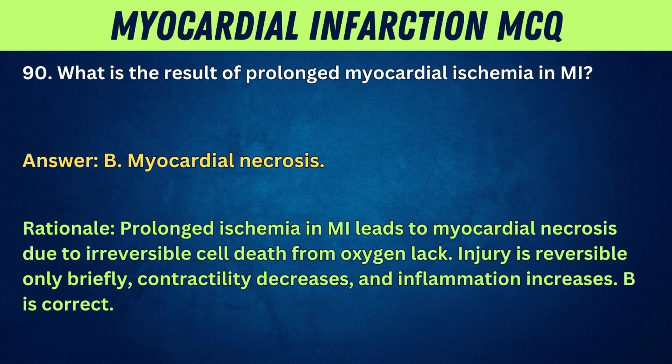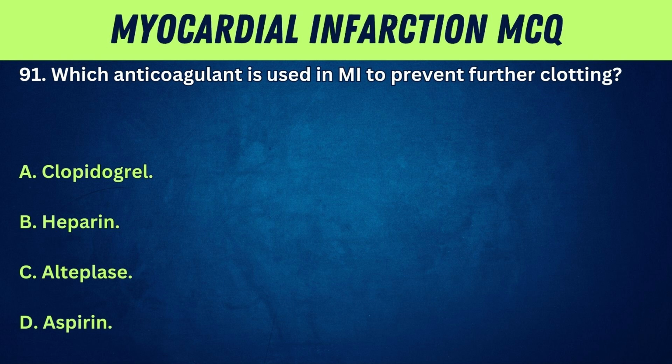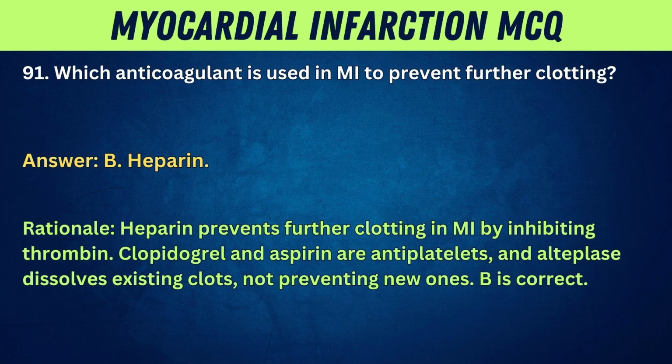B is correct. 91. Which anticoagulant is used in MI to prevent further clotting? A. Clopidogrel. B. Heparin. C. Alteplase. D. Aspirin. Answer: B. Heparin. Rationale: heparin prevents further clotting in MI by inhibiting thrombin. Clopidogrel and aspirin are antiplatelets, and alteplase dissolves existing clots, not preventing new ones.